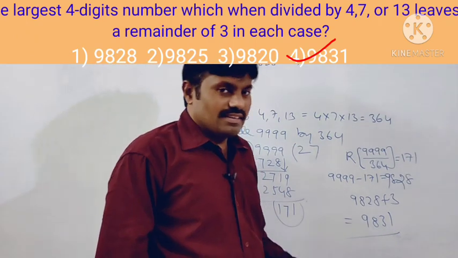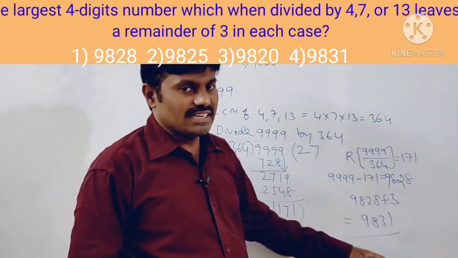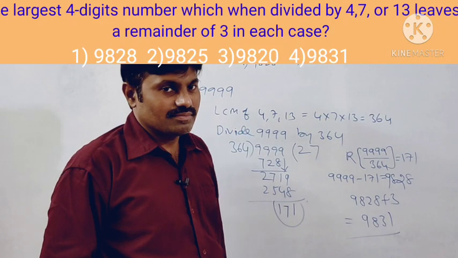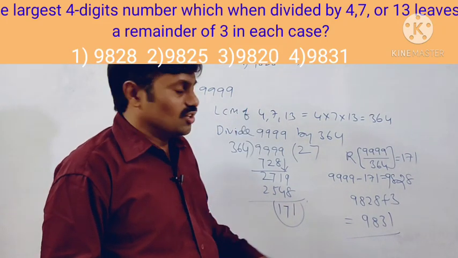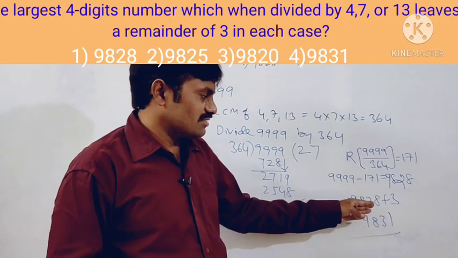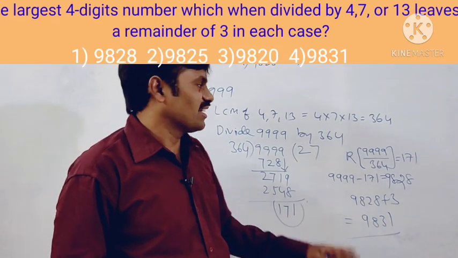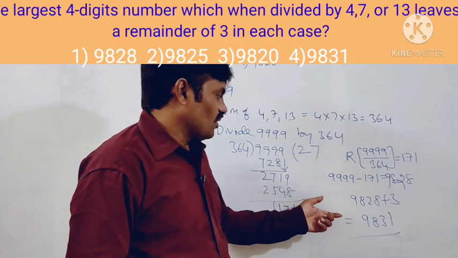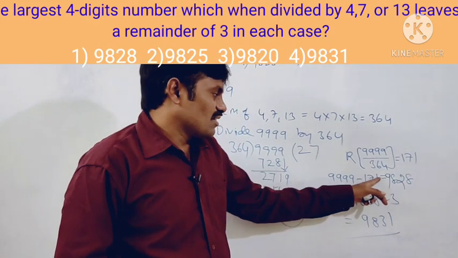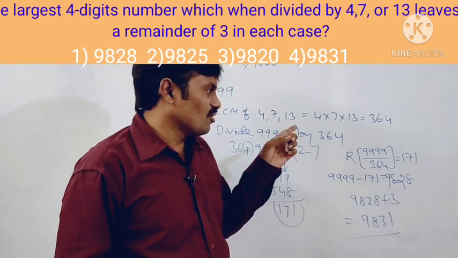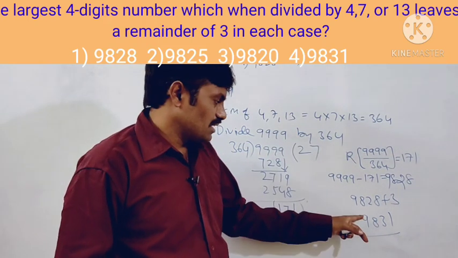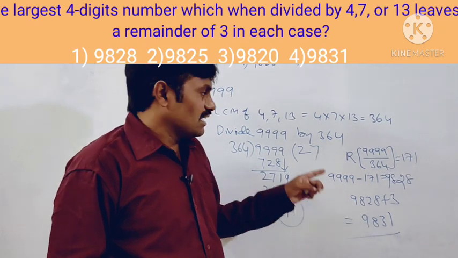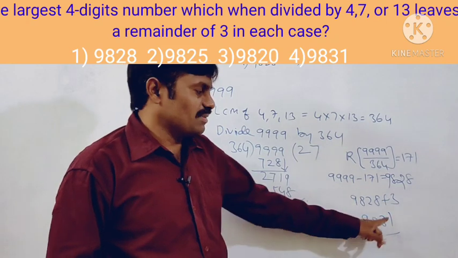See here, this 9828 is divisible by 4, 7 and 13 also, which means we get remainder 0 every time. But we should get remainder 3 as per the question, so we have to add 3 to this number. Then every time we get the remainder 3 when it is divided by 4 or 7 or 13. So this is the greatest 4-digit number which, when divided by 4 or 7 or 13, leaves the remainder 3.